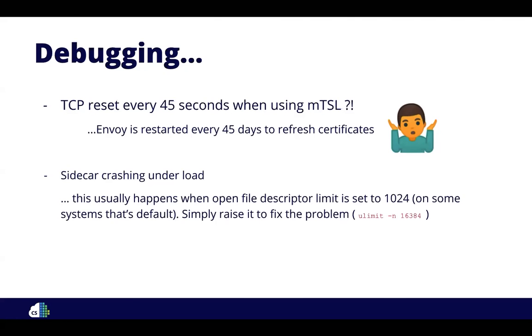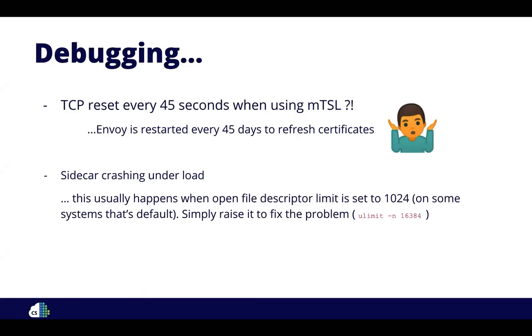And that's because Istio is restarting every 45 days. That's a typo, sorry. It restarts every 45 days to refresh certificates, and you pretty much can't do anything about it. So the only thing is to either change your application to handle that, so make a new connection on drop or whatever, or not use MTLS if you wish.